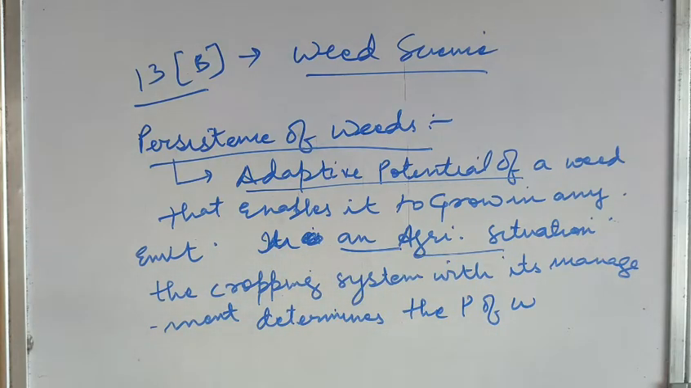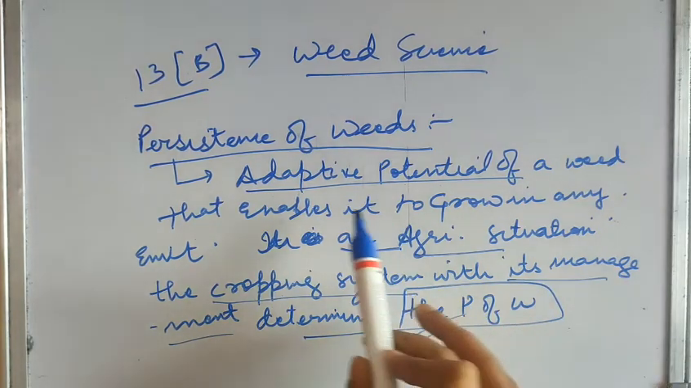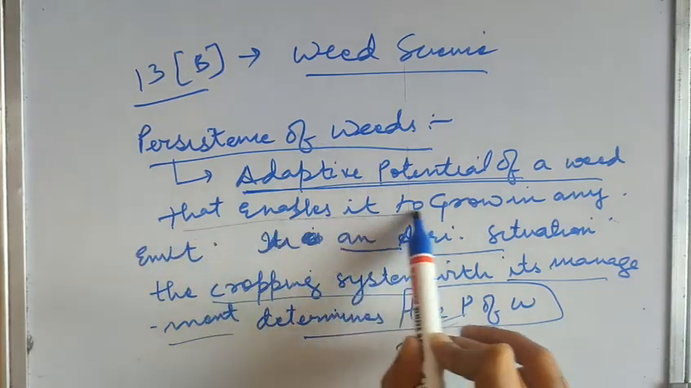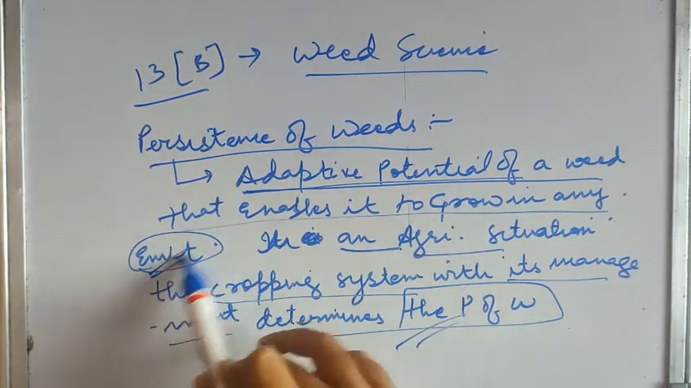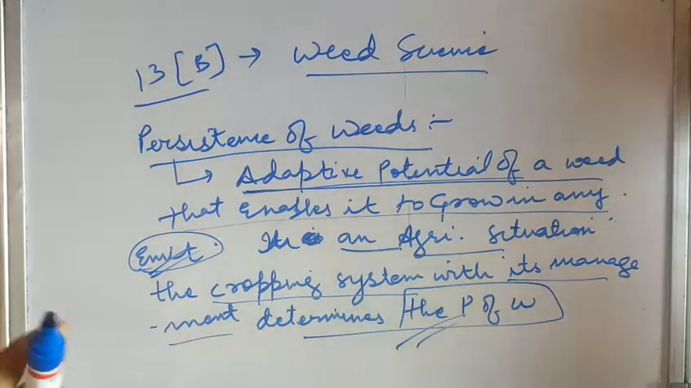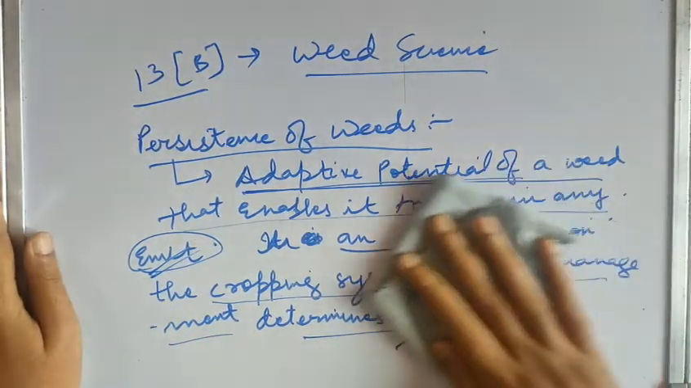So in an agricultural situation, what kind of cropping system we are using, how we are managing the cropping system, these are all the things which determine the persistence of weeds. And what is persistence of weed? Adaptive potential of weed that enables it to grow in any environment. So this is how we can define persistence of weed.